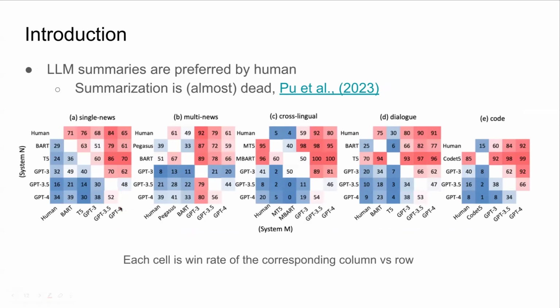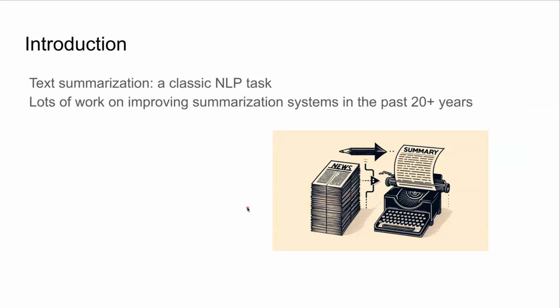And this shows, if you look at each cell, for example, this one, it shows the win rate of this system with respect to this system. So if you look at the last column of each of these tables, you see that GPT-4 is actually able to win against human written summaries.